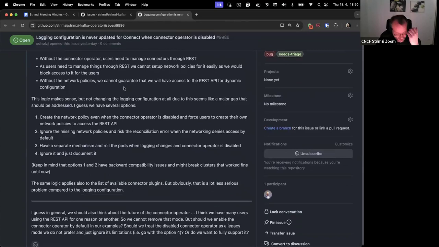So the reason why we don't do anything talking with the Connect API when the connector operator is disabled is because we don't create the network policy to give the operator access to the REST API.